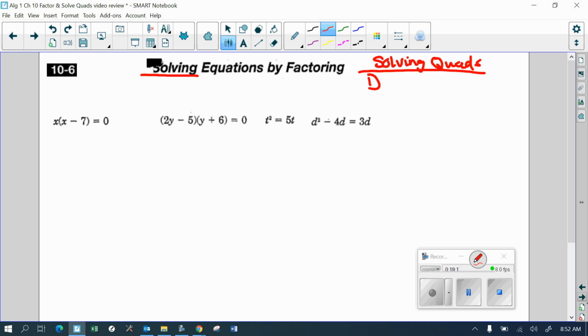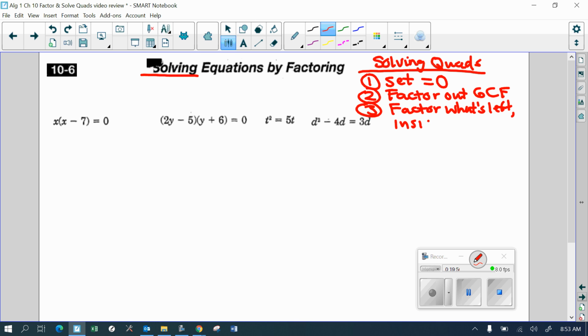So the first step is set the equation equal to 0. We didn't have to do that in factoring because there's no equation. Step 2, factor out the GCF. 2 and 3 are the factoring ones. Step 3, factor what's left if possible. What's left means inside parentheses, if possible.